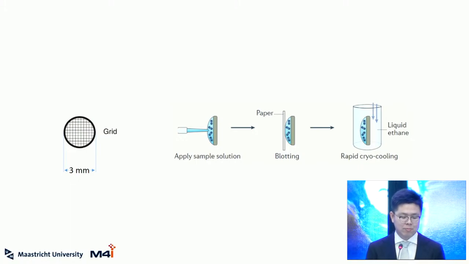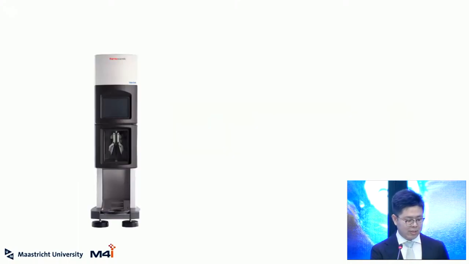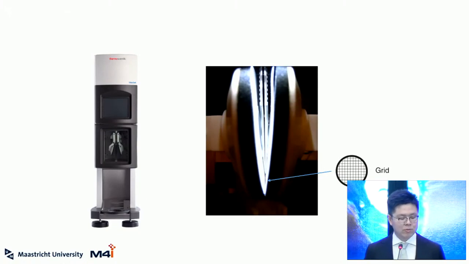So we need to absorb most of the sample and leave only a 20 to 100 nanometer thick sample on the grid, and then plunge it into liquid ethane for rapid cryocooling. This process is called vitrification, and it is done in a Vitrobot, which was developed in Maastricht and is now used worldwide by more than 1,200 groups. Inside this machine, we use blotting paper to absorb extra sample on the grid so that we get a thin enough sample.